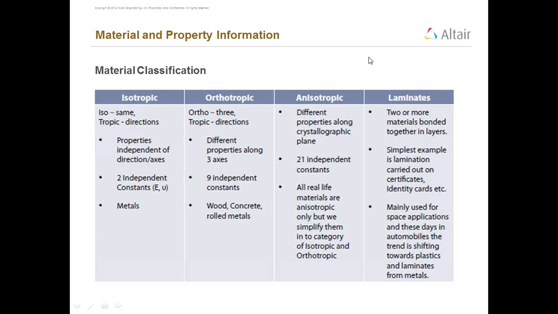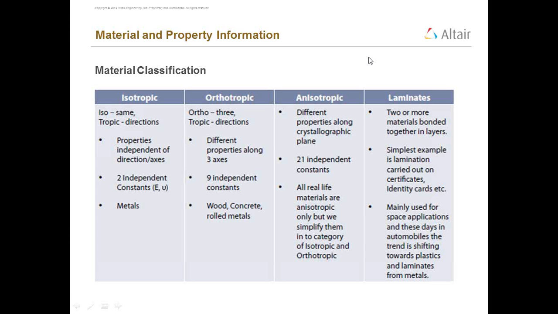Orthotropic. Ortho means 3, tropic means direction. Different properties along 3 axes. 9 independent constants. Wood, concrete, rolled metals, etc. Anisotropic. Different properties along crystallographic planes. 21 independent constants. All real life materials are anisotropic only, but we simplify them into the category of isotropic and orthotropic.